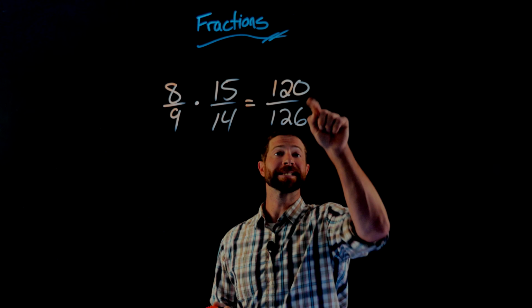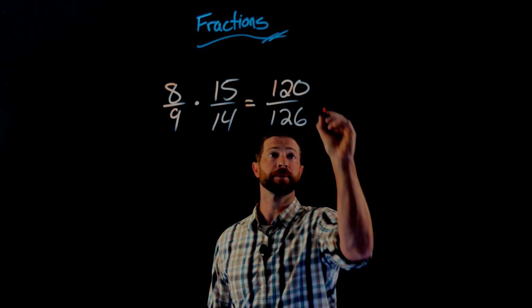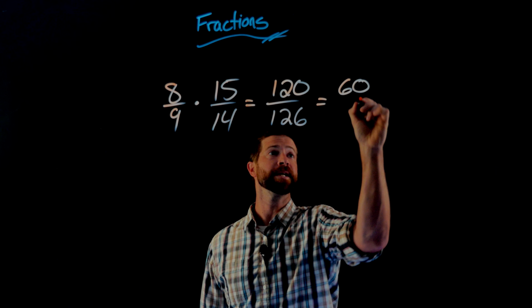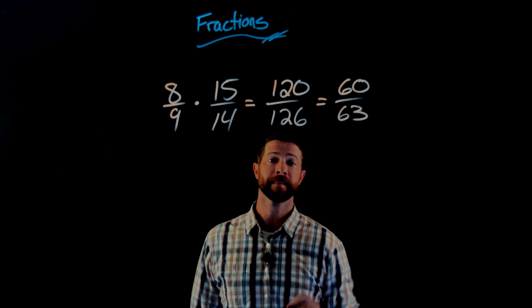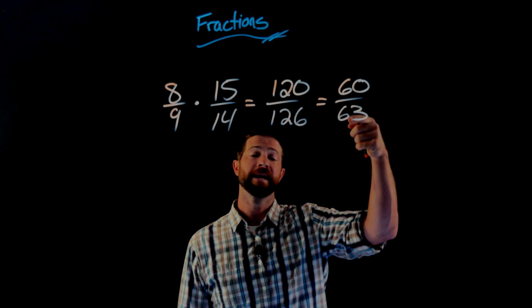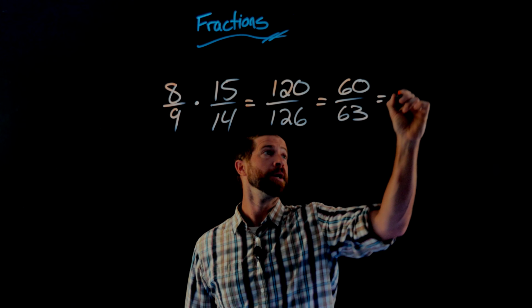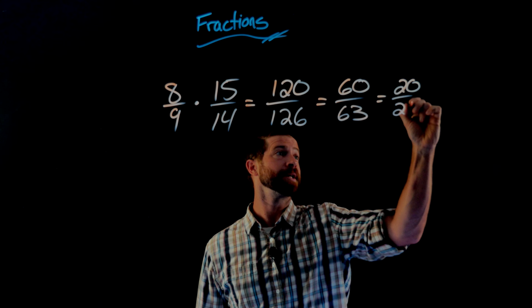I can divide this and these both by 2. So I will do that now. I'm going to get 60 over 63. And then what I can do is divide those both by 3 to get 20 over 21.